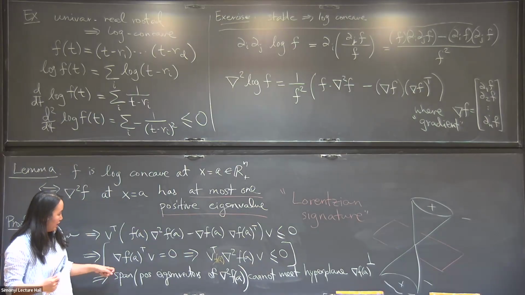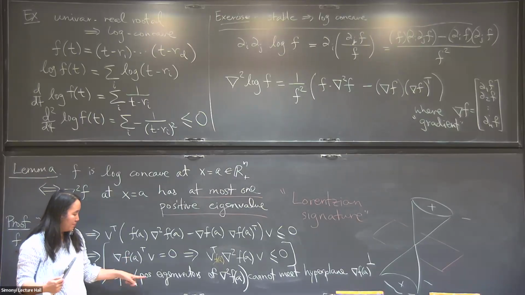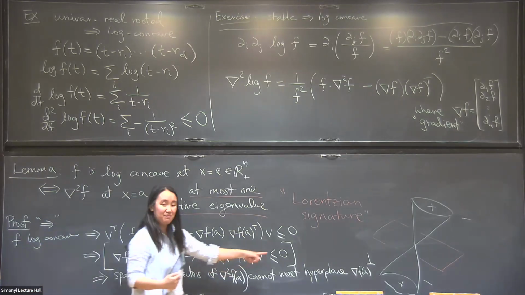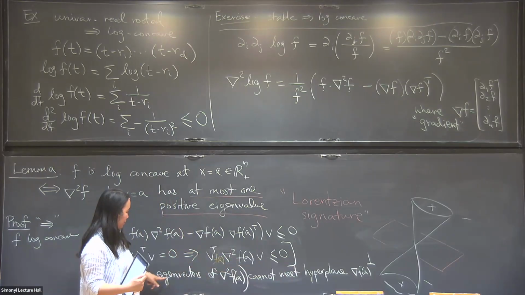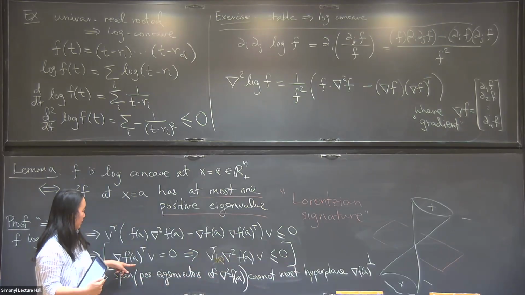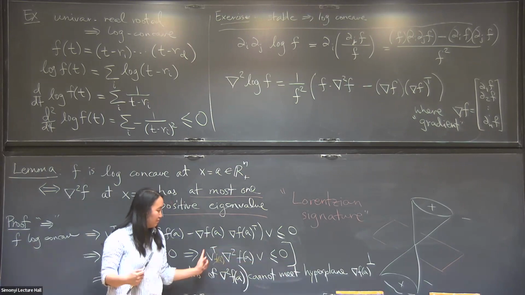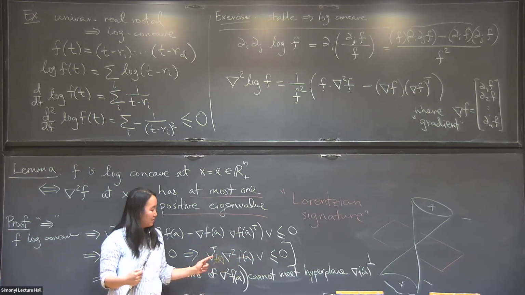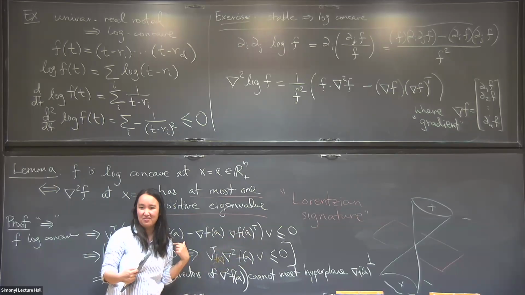So maybe how about this? If the span of positive eigenvectors meets the hyperplane, that means that I could write a vector that is a linear combination of positive eigenvectors. And if this lies on the hyperplane, then if I just write this thing out, I'm going to get a positive number. If this V is a positive linear combination of positive eigenvectors, this quantity is going to be positive.